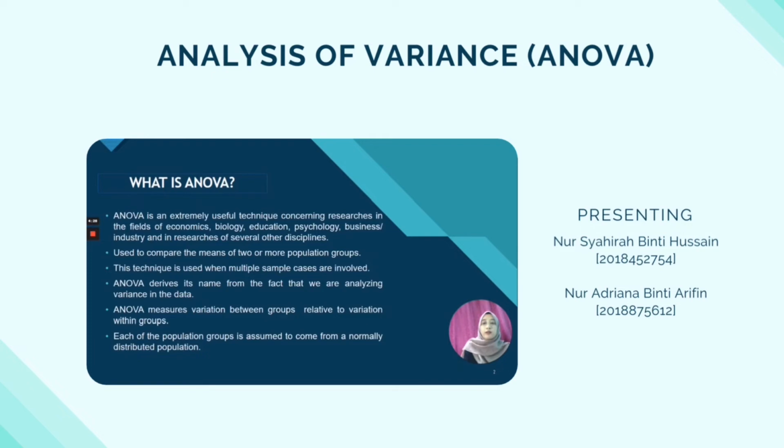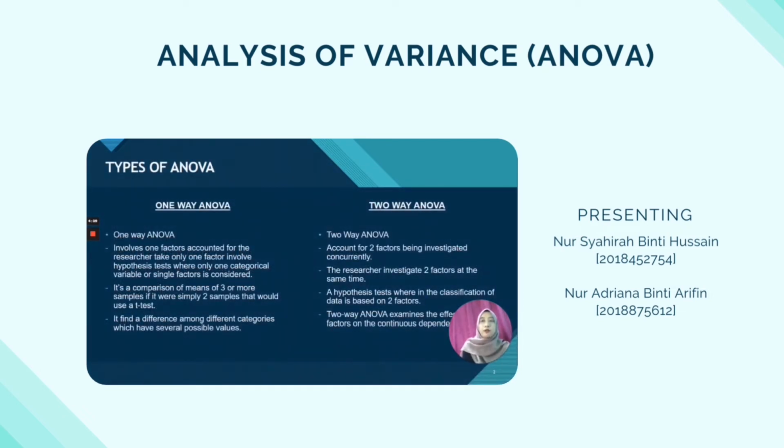ANOVA derives its name from the fact that we are analyzing variance in the data. ANOVA measures variance between groups relative to variance within groups. Each of the population groups is assumed to come from normally distributed populations.